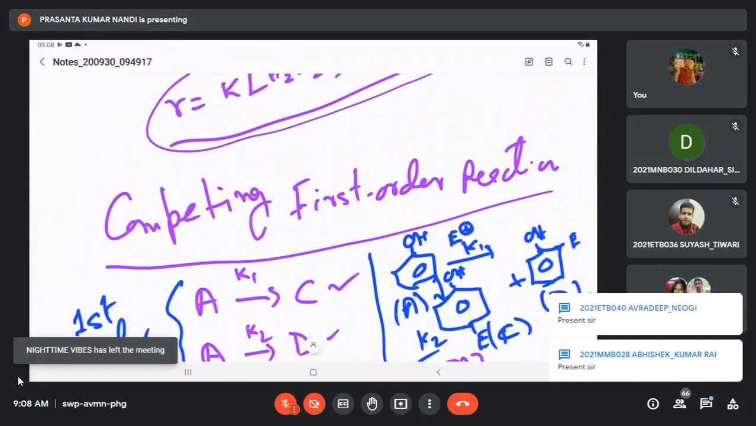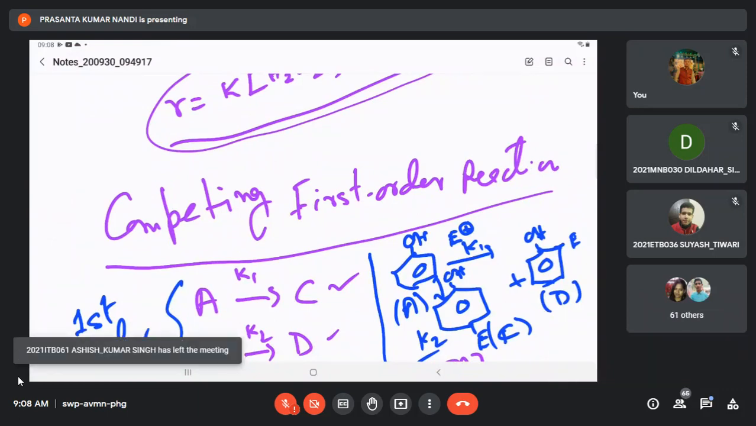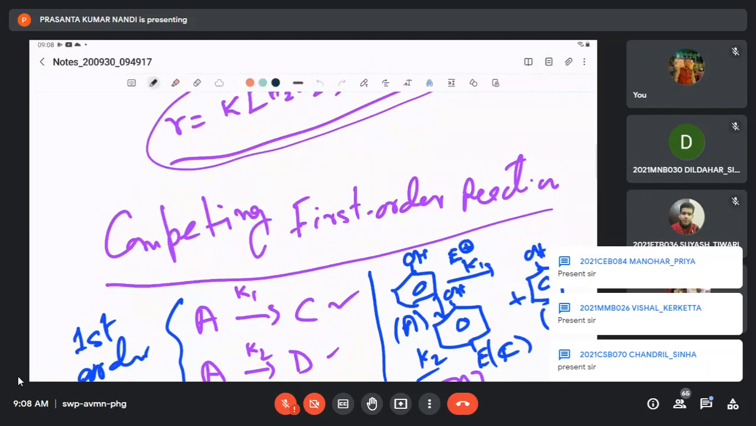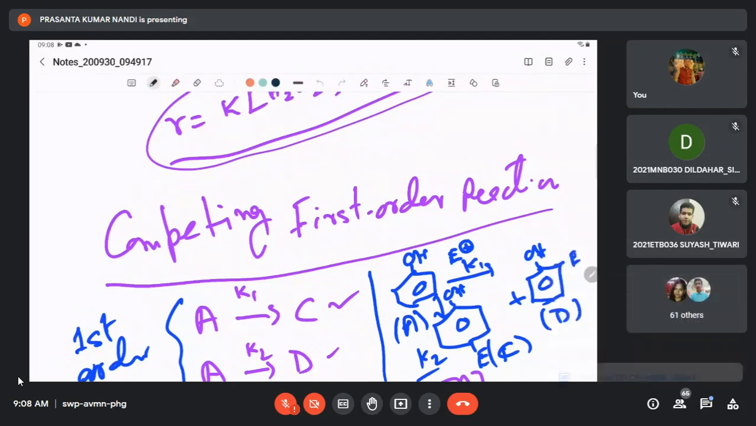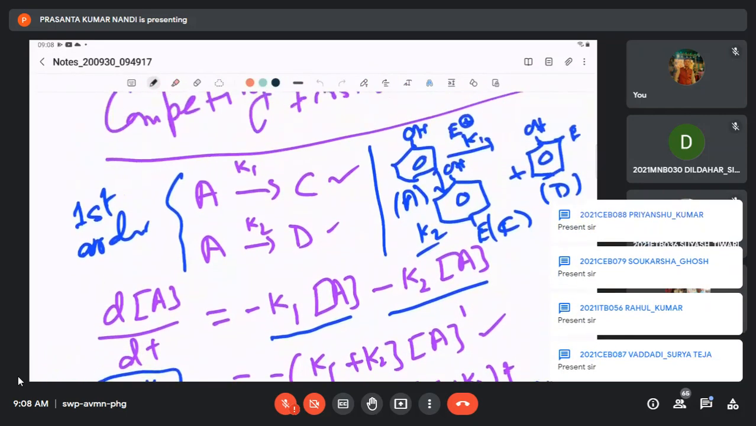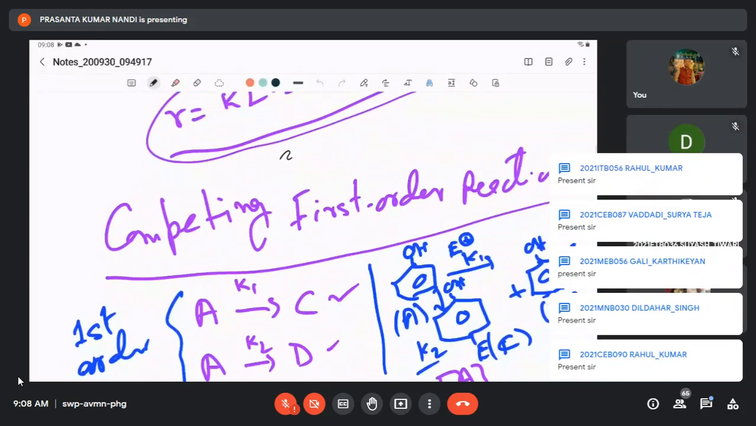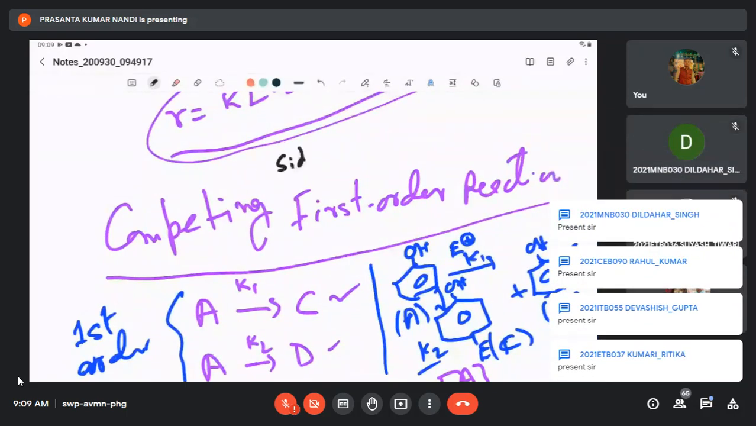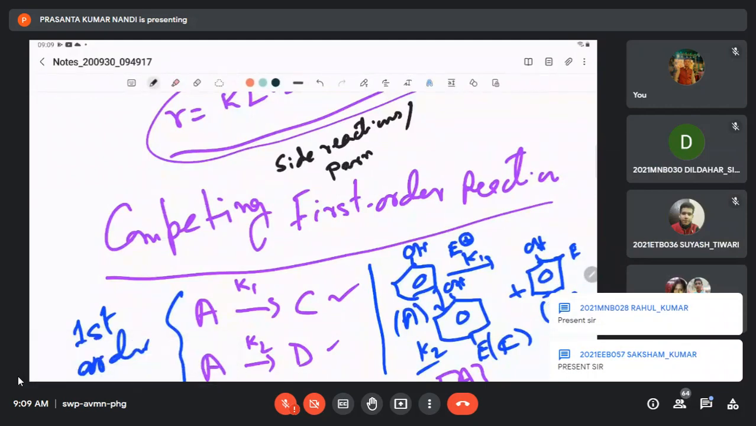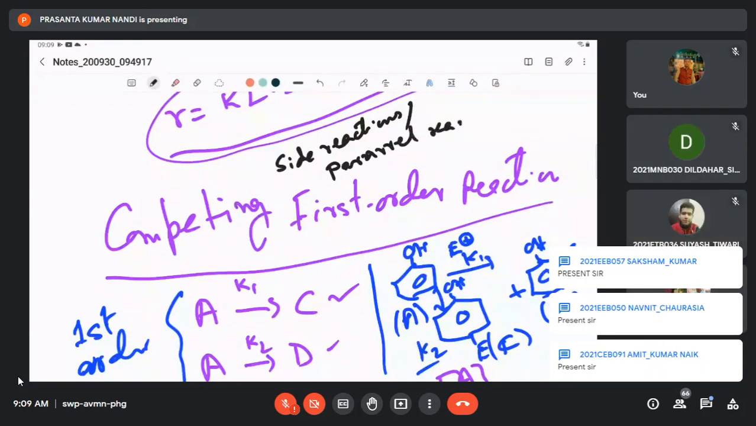So, competing first order reactions, right? Competing first order reactions, or sometimes called parallel reactions or side reactions. These reactions are popularly also known as the side reaction, or sometimes they're called parallel reactions.